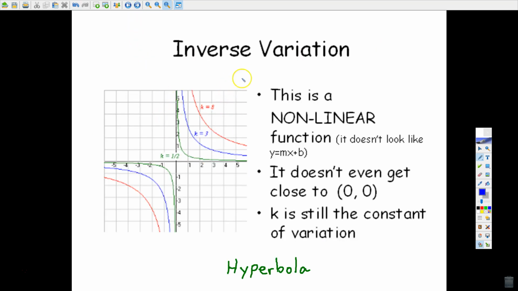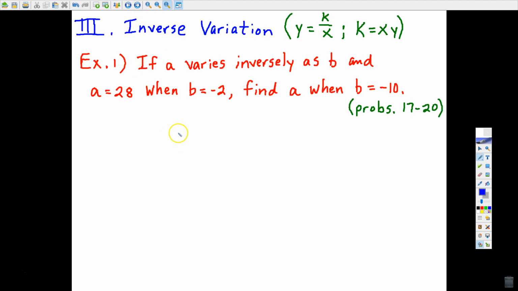Here's the graph of inverse variation. That should look familiar to you because just before our winterim we covered lesson 7.3, which was the graph of inverse variation. And we looked at the fact that this creates a hyperbola. You're not going to have to graph in this lesson though, so I'm just going to keep going. Let's do some homework examples.